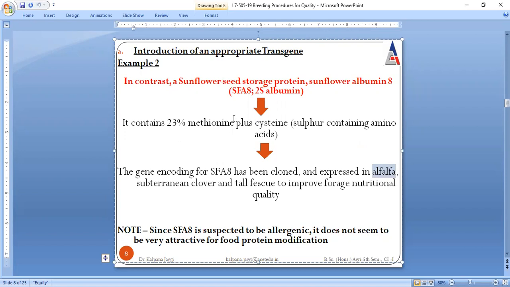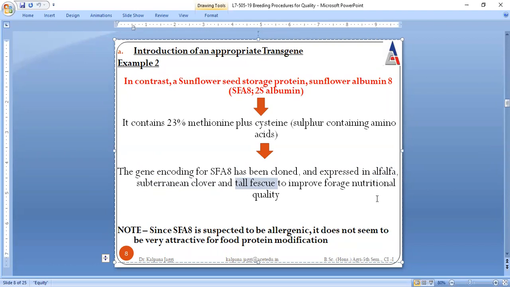Just a minute. This is an example, and further I am illustrating that this gene, sulfur albumin 8, sunflower albumin 8, that is S for sun, F for flower, A for albumin, and 8. This is found in sunflower, but it has been cloned and expressed in alfalfa, then subterranean clover, and tall fescue to improve forage nutritional quality, right?